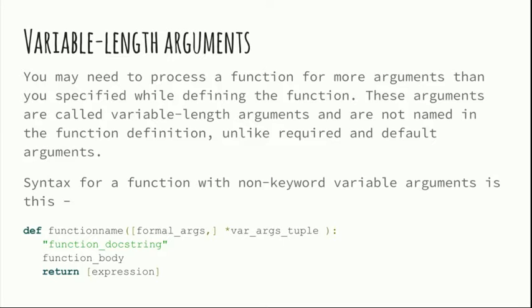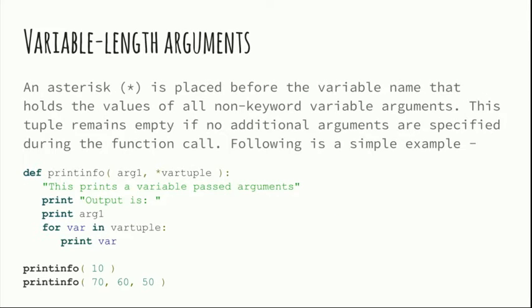def functionname(formal_args, *var_args_tuple): function docstring, function body, return expression. This is the syntax. An asterisk is placed before the variable name that holds the values of all non-keyword variable arguments. This tuple remains empty if no additional arguments are specified during the function call.